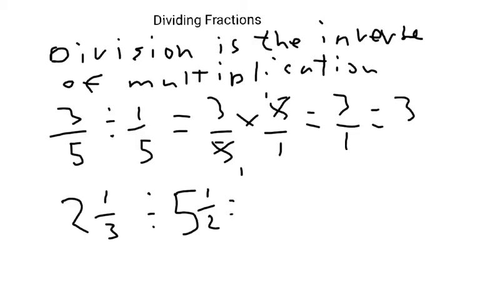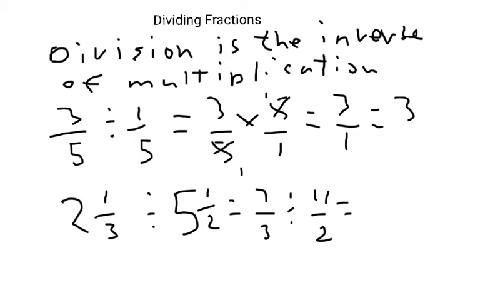We have to change both of these mixed numbers to improper fractions. 3 times 2 plus 1 is 7, so this will be 7/3. 2 times 5 plus 1 is 11, so this will be 11/2. You are better off writing that before you change division to multiplication. So 7/3 divided by 11/2.